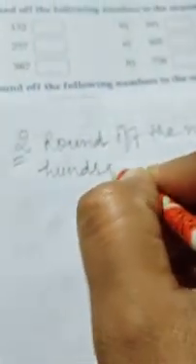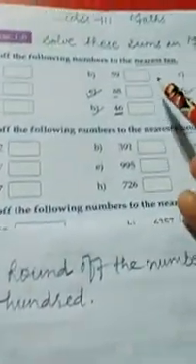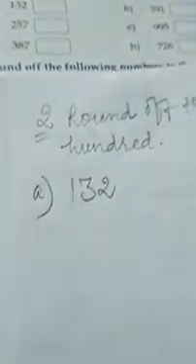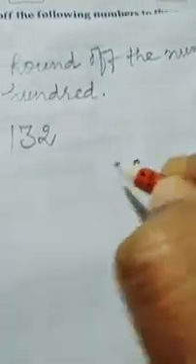Yes, sum number 2. Round off the numbers to the nearest 100. In the first sum it was nearest tens, now it is nearest 100. How to do? See here, A part is there, 132. We will write the digits according to the places: ones, tens, 100.